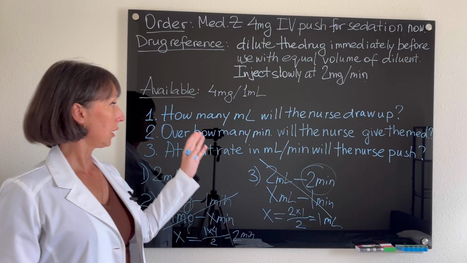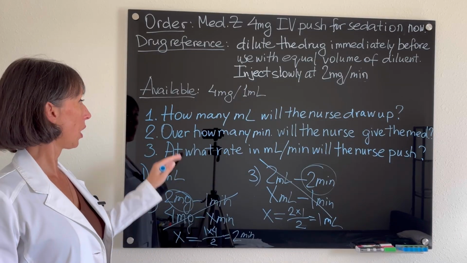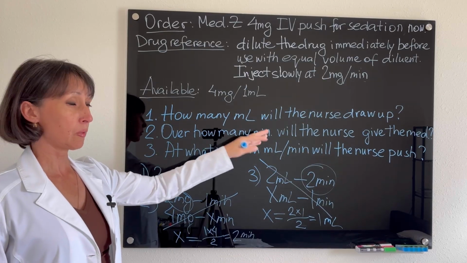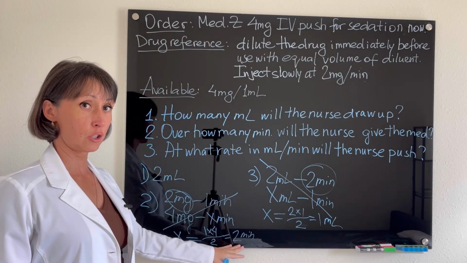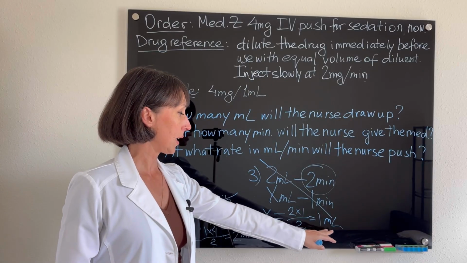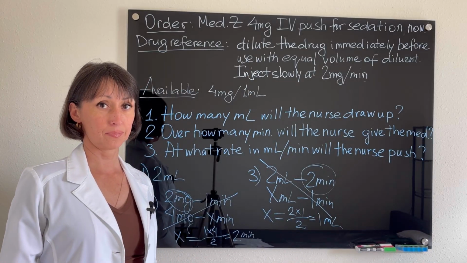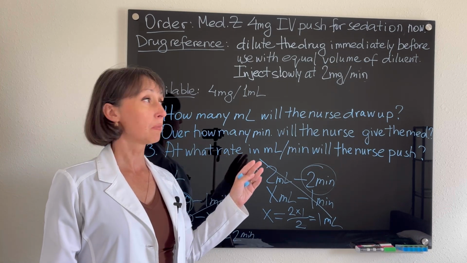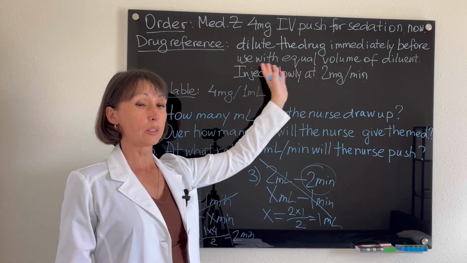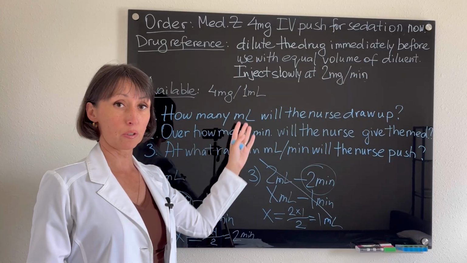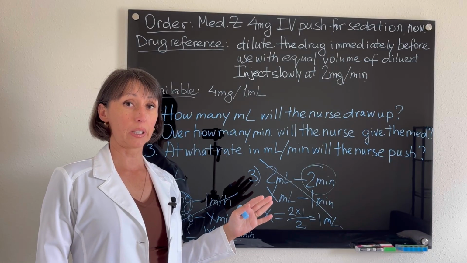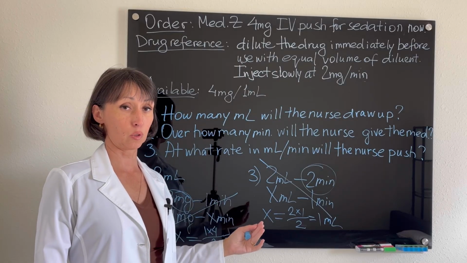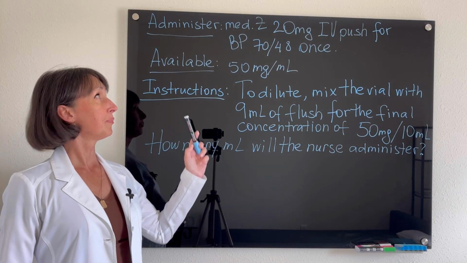So this is how we answered those 3 questions of this problem. How many mLs will we draw up? 2 mLs. Over how many minutes will we push these 2 mLs? Over 2 minutes total at a rate of 1 milliliter per minute. And see, in this case, unlike the previous problem, the amount of diluent mattered because the questions were different. So read your problems carefully and make sure you understand what is given to you and what is being asked of you to do. Here's our next problem.